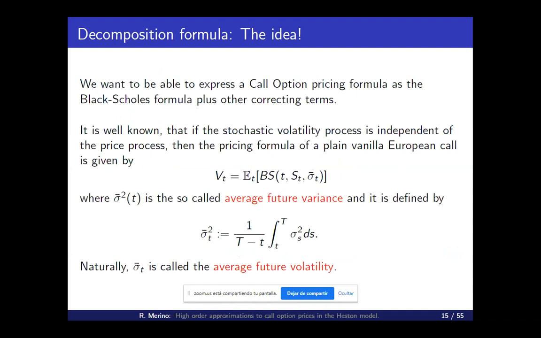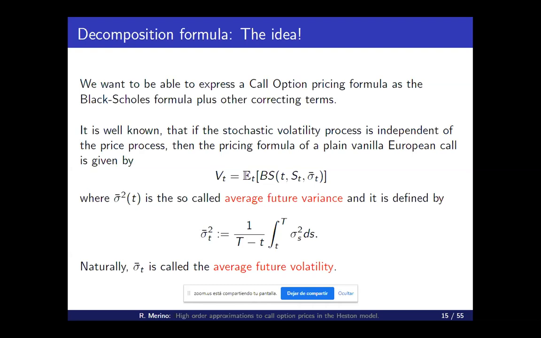Okay, and now we are going to go with the idea of the decomposition formula. The idea of the decomposition formula is that we want to express the call option as a sum of Black-Scholes-Merton plus other terms. In this case, we know that the price of an option can be described by the conditional expectation of Black-Scholes using the average future variance. One of the first approaches was to use Malliavin calculus. This is quite natural because the average future variance is anticipative. Okay, so it's very natural to use Malliavin calculus.